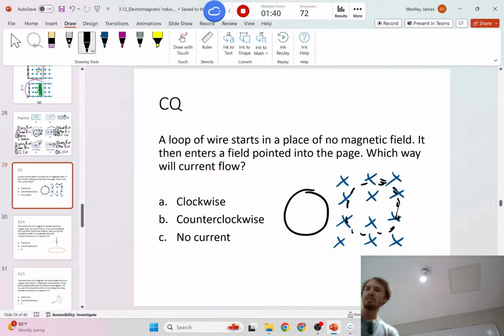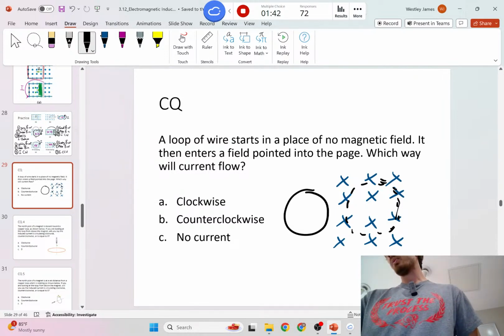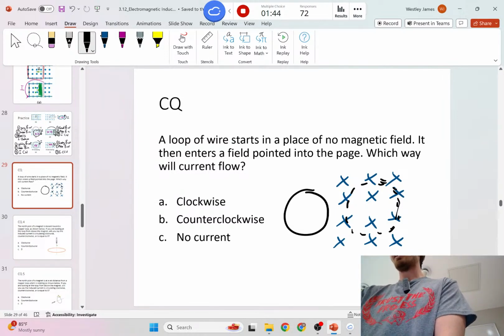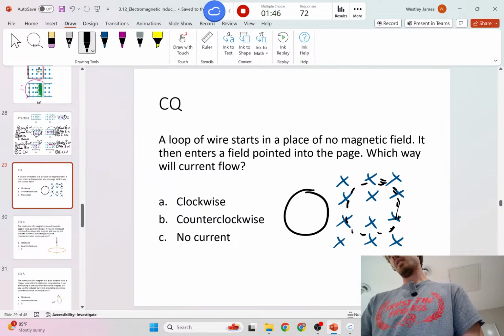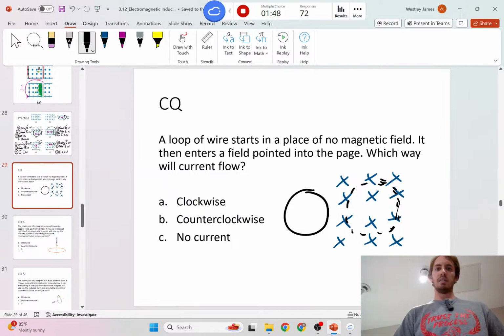And this is also going to give me a sense, oh, the clicker base wasn't working. It's so sad. Oh, well.